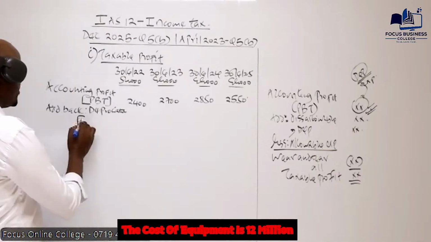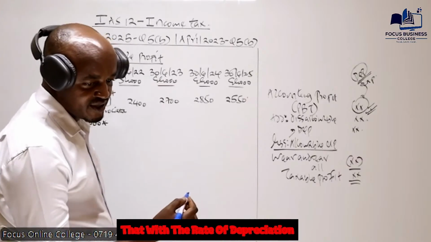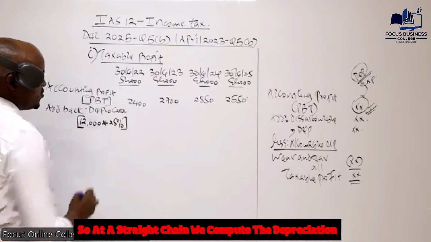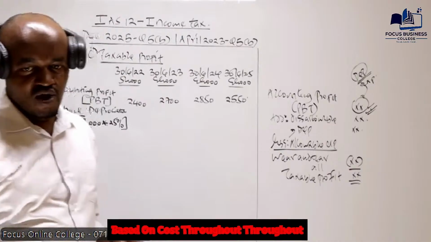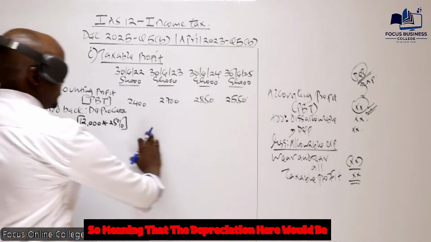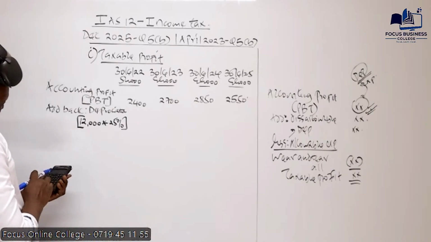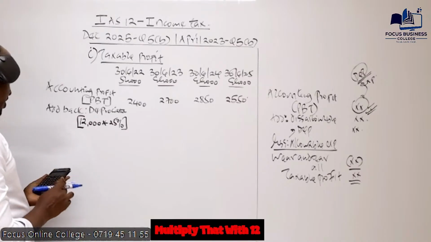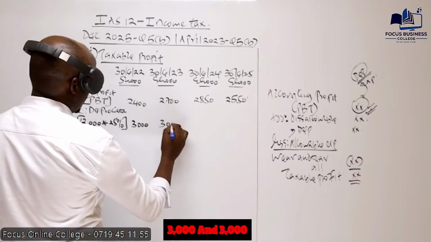But basically, we are going to take that as 12,000, and then we multiply that with the rate of depreciation. The rate of depreciation is 25%. So at the straight line, we compute the depreciation based on cost throughout, meaning that the depreciation here will be uniform. So what do we get here? We have 0.25, multiply that with 12, and basically that will give us 3,000.